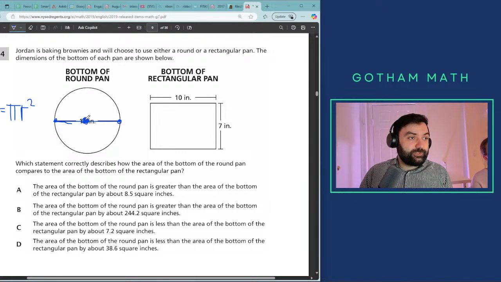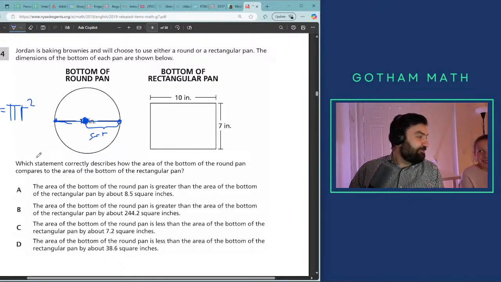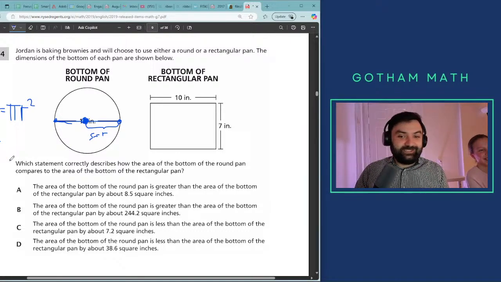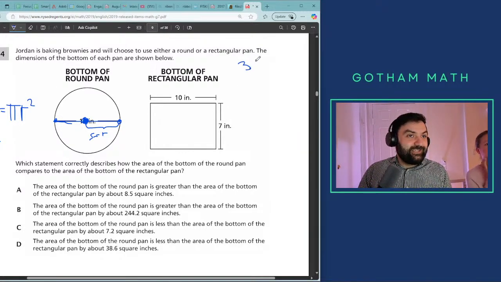The radius is what stops in the middle. So this is the radius, which is half of the diameter. In this case, the radius will equal 5. That's all we need. We know what pi is, which is 3.14. You don't know? In 2 days there's going to be a Pi Day. In 2 days it's going to be March 14th, which is 3.14. It's going to be a Pi Day soon.